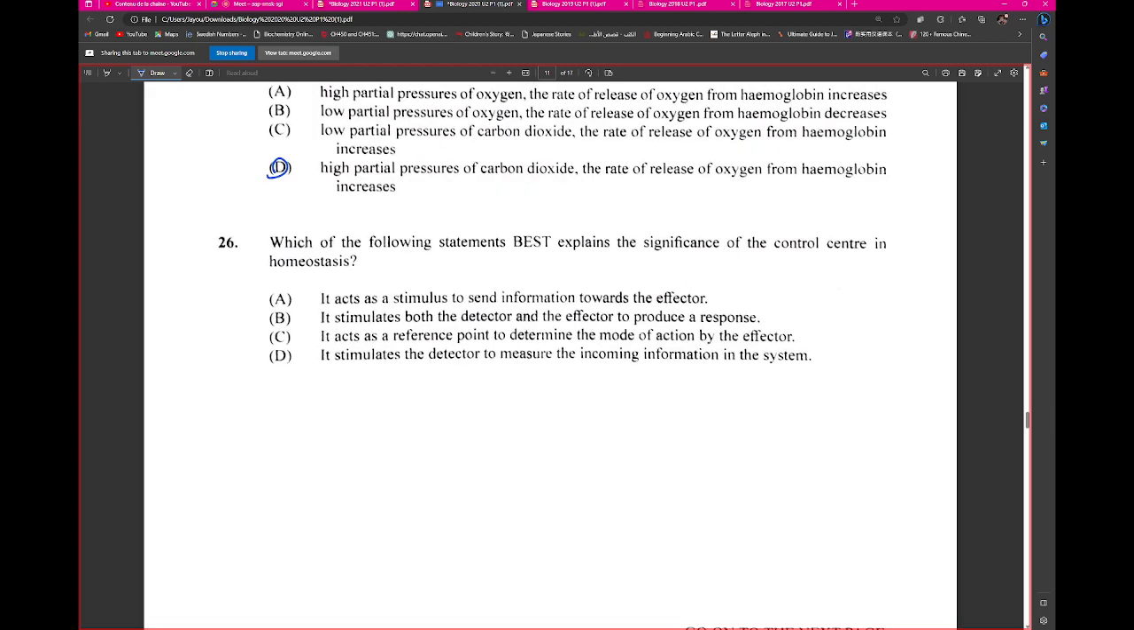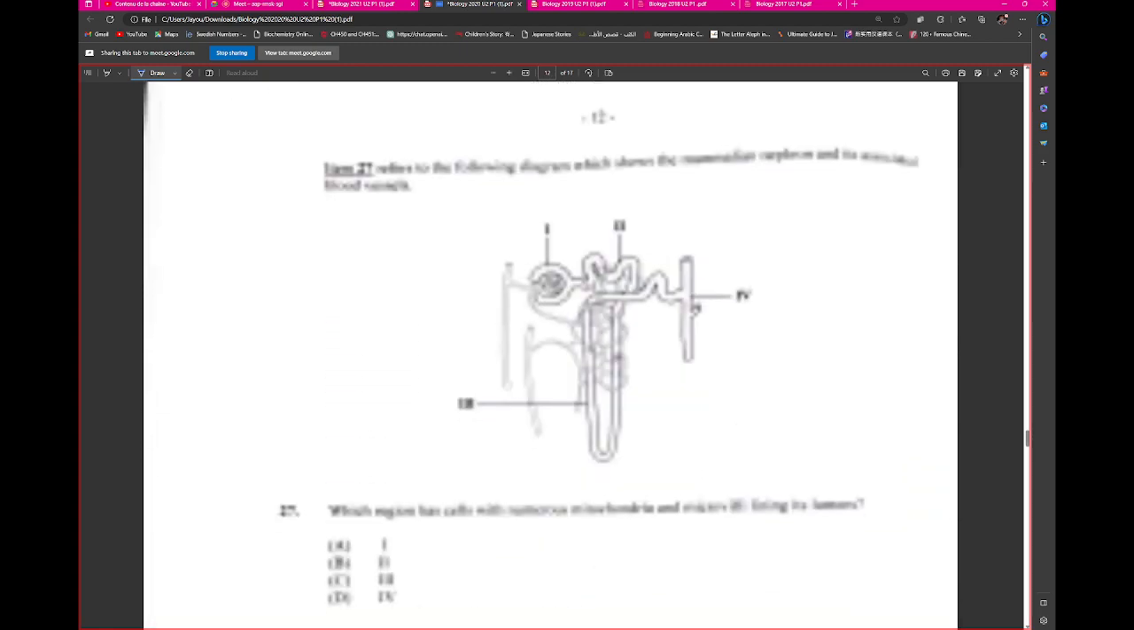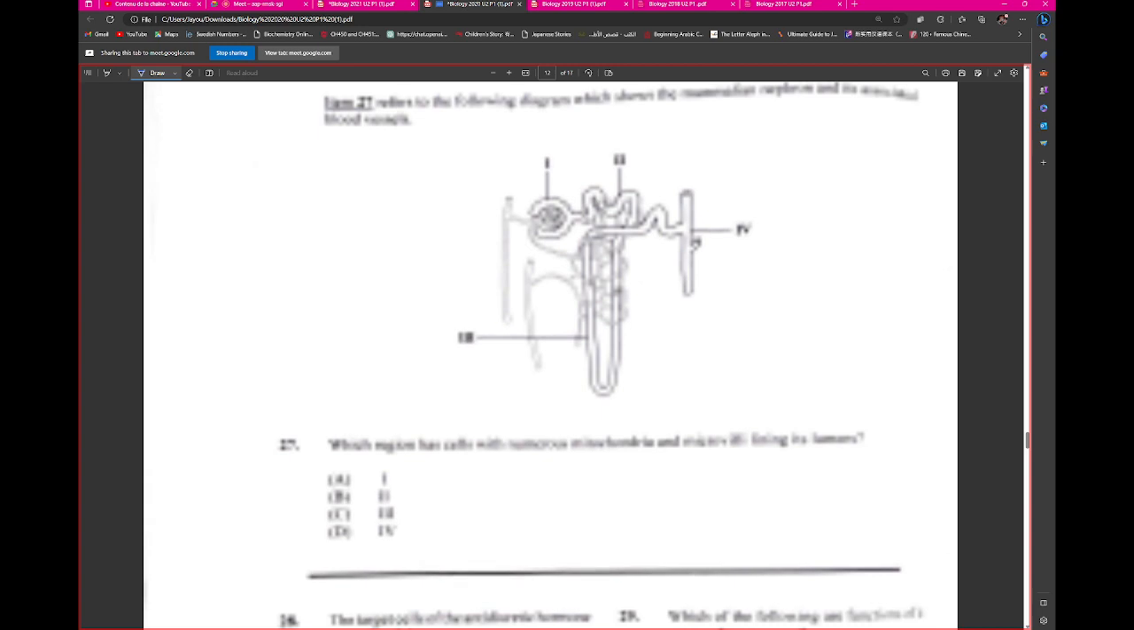So the significance of the control center. C, sir. So it should be C. This is a repeat, right? Yes, sir. Yeah, it's just a repeat without the diagram. They had a diagram in the last one, so that makes sense.